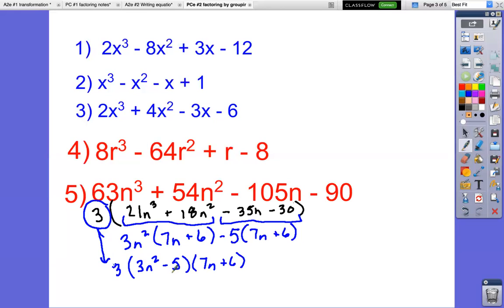And check for difference of squares. There is none. So this is my final answer. And I know that's complex. We went easy, easy, easy, little thing, and then we went boom, big. I get that. So if you are able to do 4 and 5, you can do all of this. Any questions?